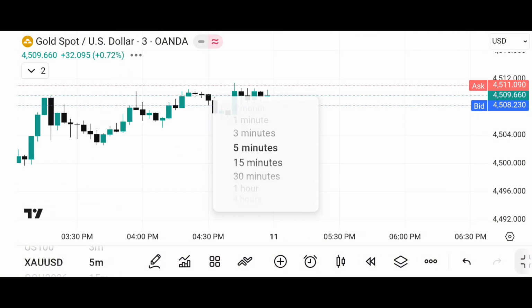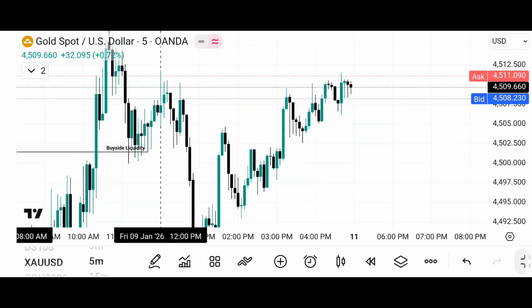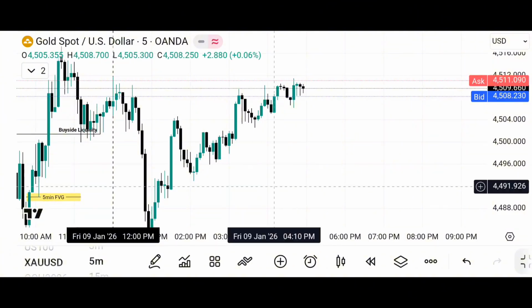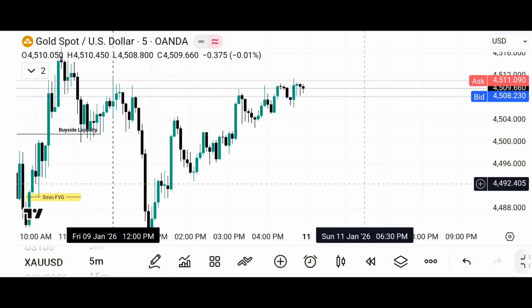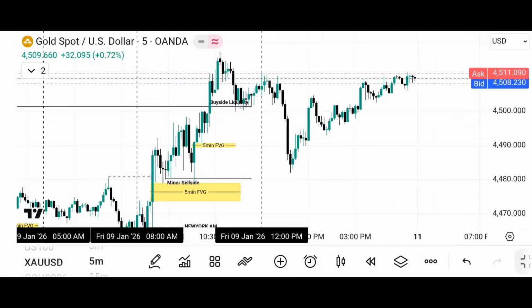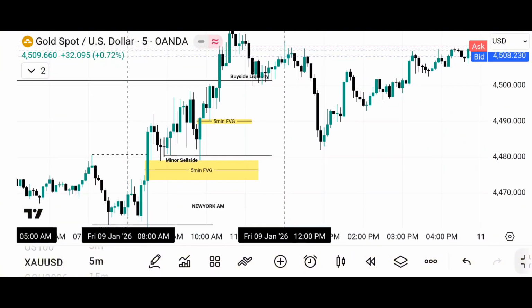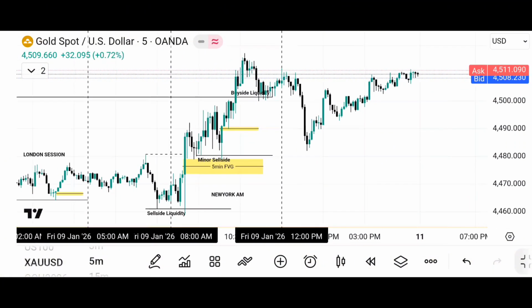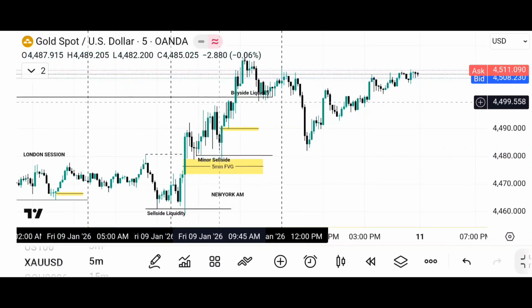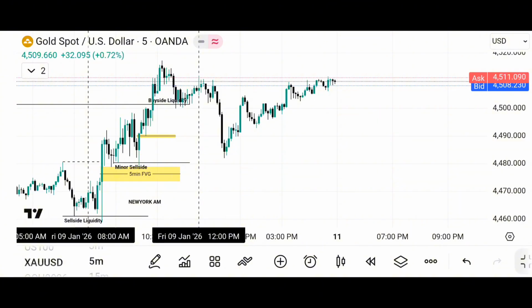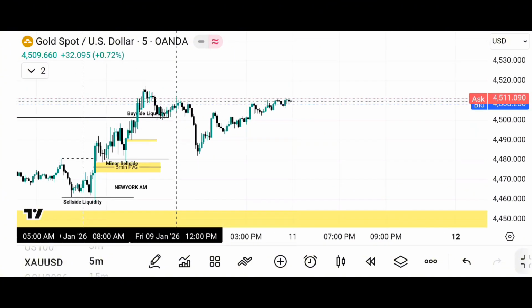So this is a 5 minute time frame, and since we know the bias was bullish, right? When the bias is bullish for the daily and on the New York AM session, if you notice, the bias is also bullish on the New York AM session. You can see the bullish movement in price. So you want to watch the New York PM session to see if there will be a continuation of this bullish movement in price.